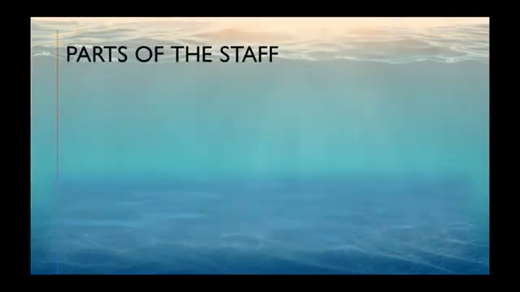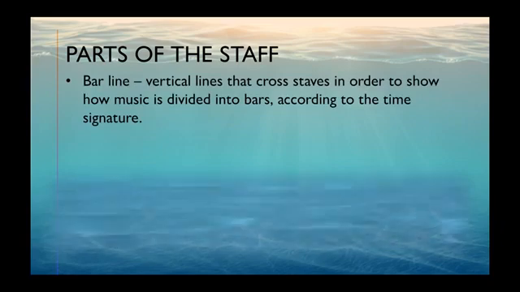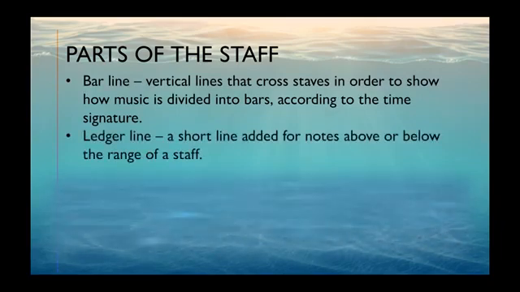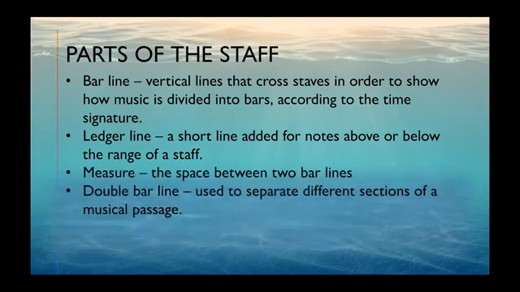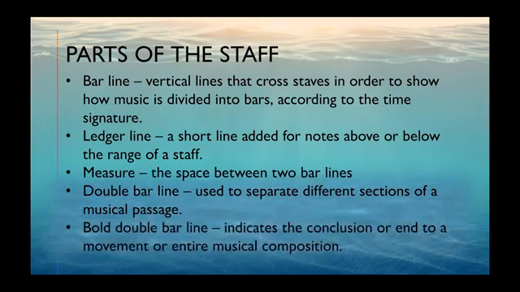Parts of the staff. So we have our bar line. It's a vertical line that crosses staves in order to show how music is divided into bars according to the time signature. Ledger lines: a short line added for notes above or below the range of the staff. Measure: the space between 2 bar lines. Double bar line: used to separate different sections of a musical passage. Bold double bar line: it indicates the conclusion or end to a movement or an entire musical composition.